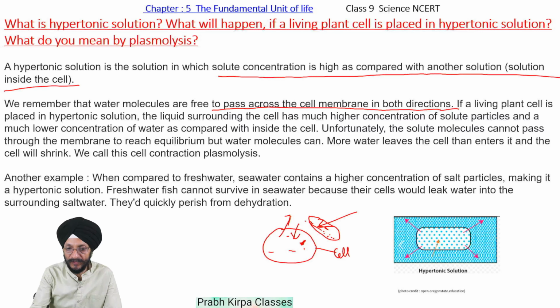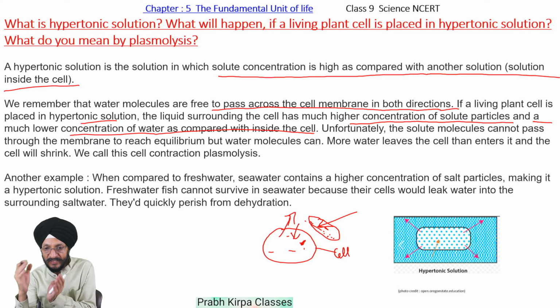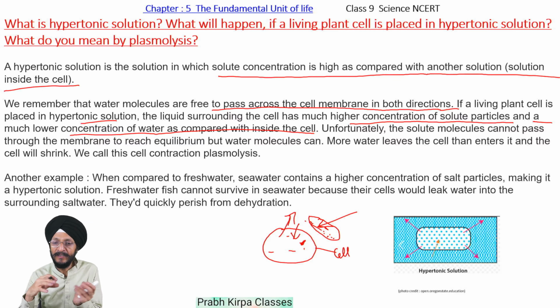If a living plant cell is placed in a hypertonic solution, that is, salt concentration or solute concentration is on the higher side, the liquid surrounding the cell has a higher concentration of solute particles and a lower concentration of water as compared to inside the cell. That is, outside the cell, solute particles are in higher concentration. In other words, for the purpose of comparison only, we are saying that the outside is more salty than inside the cell.